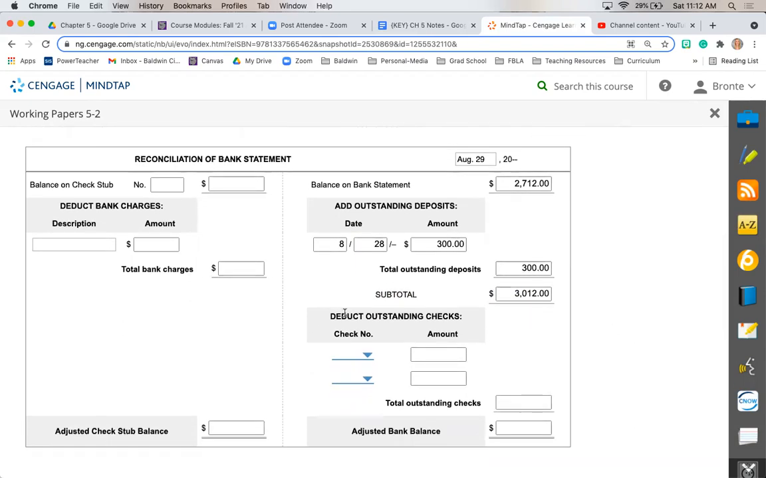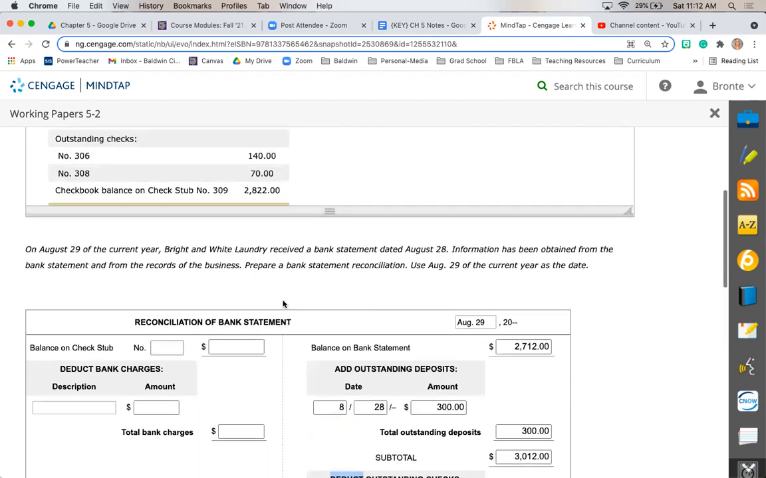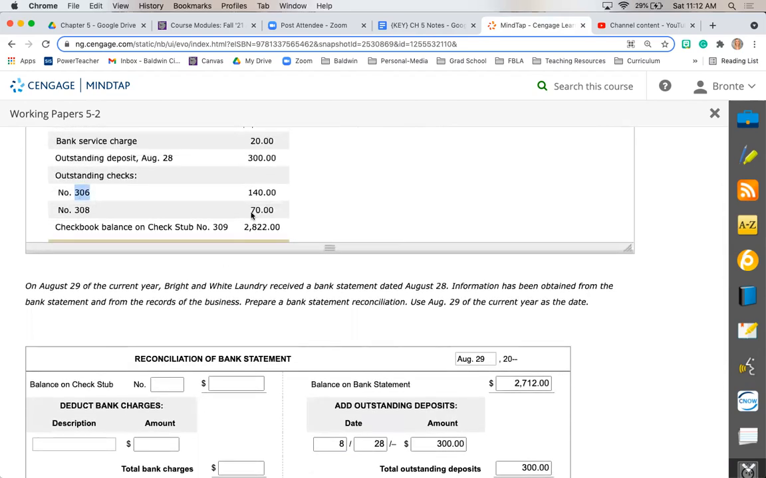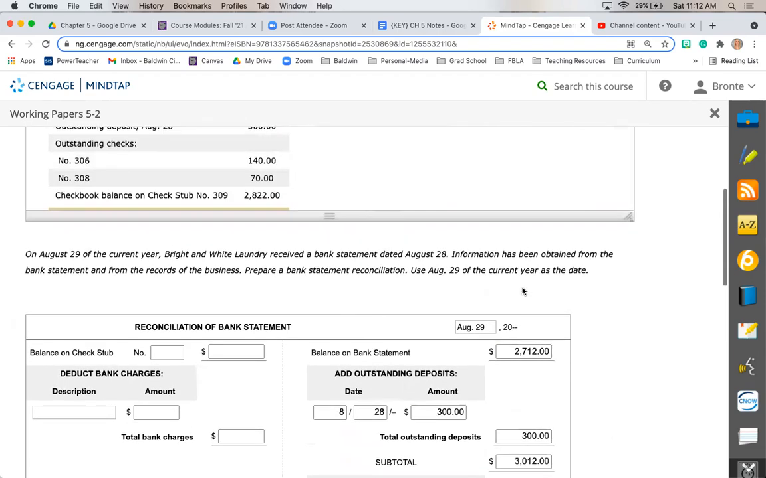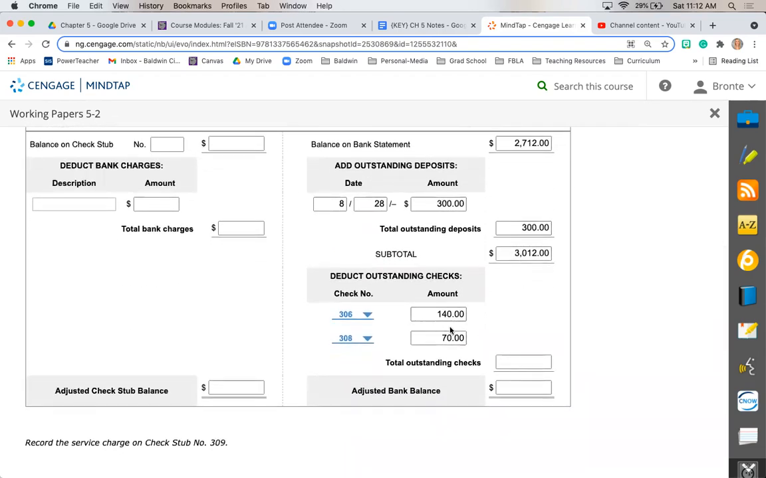Next, we're going to deduct, so subtract, any of our outstanding checks. We have two, number 306 for 140 and 308 for 70. We're going to add those two together. So 140 plus 70. Total outstanding checks are $210.